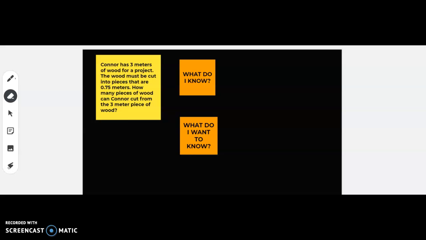At first, I need to think about what I know and what I want to know from this problem. I know that Connor has 3 meters of wood. I also know that he needs to cut the wood into 75 hundredths pieces. So he's got 3 meters of wood, and his pieces are 0.75. Now, what I want to know is how many pieces of wood he can cut from that 3-meter piece of wood.